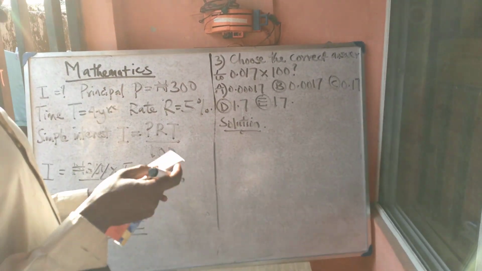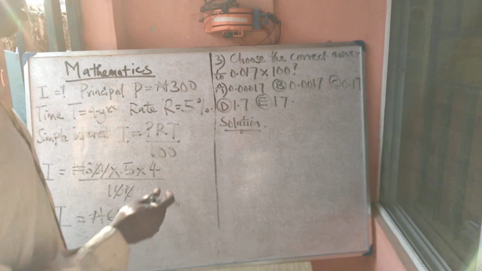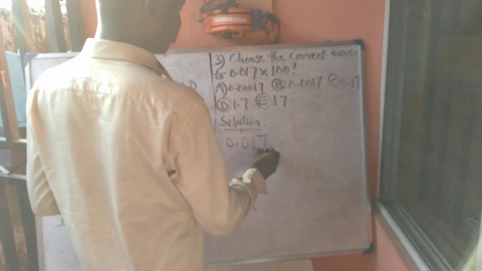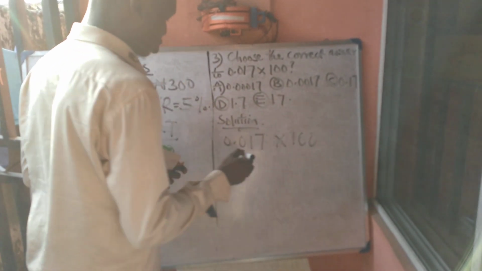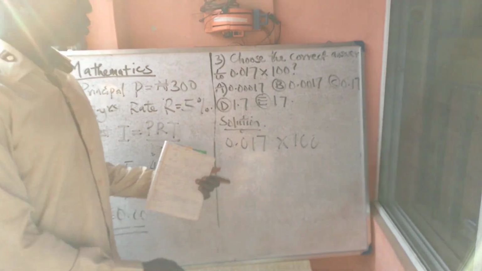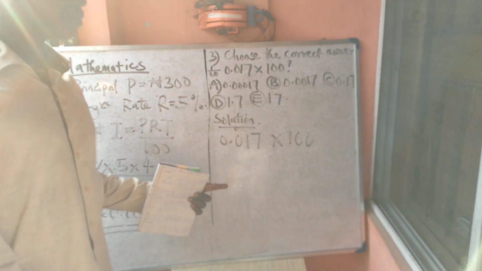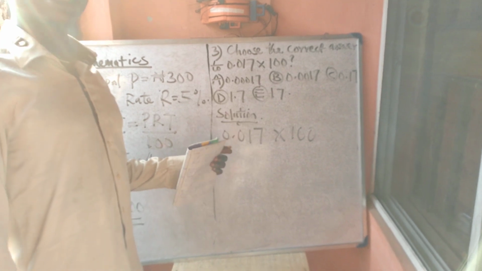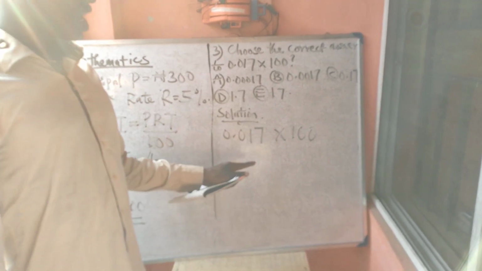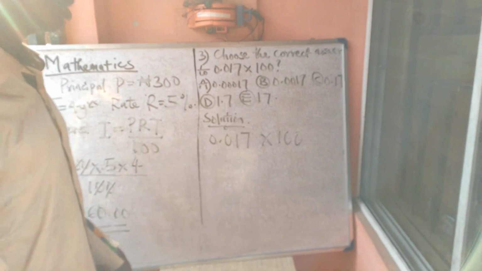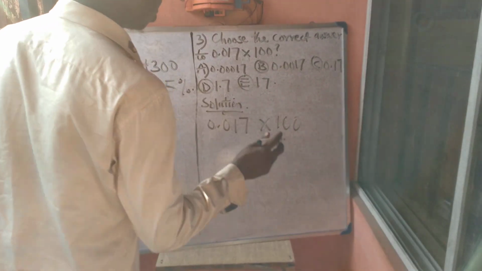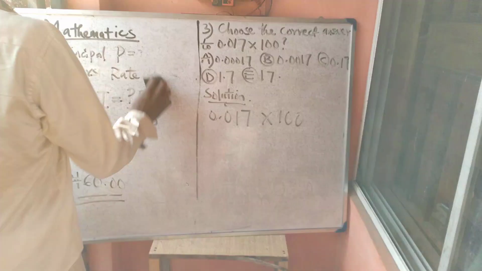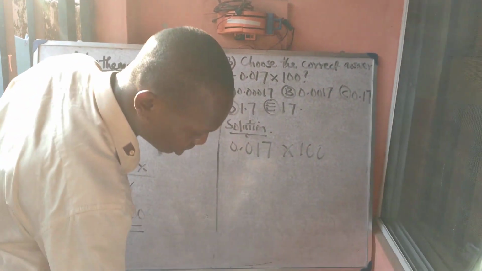Says choose the correct answer to 0.017 multiplied by 100. You find out that this 0.017 is a decimal number and 100 is a whole number. So you first convert this decimal number to a fraction. How do you convert this decimal number to a fraction? Please observe and look at the conversion.